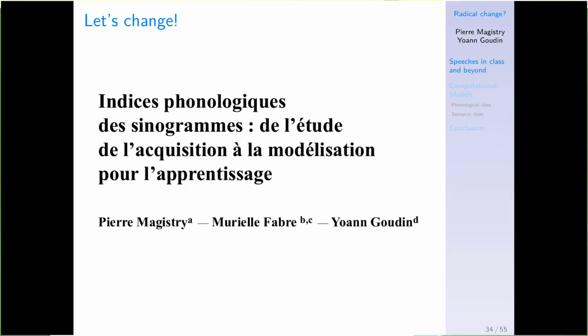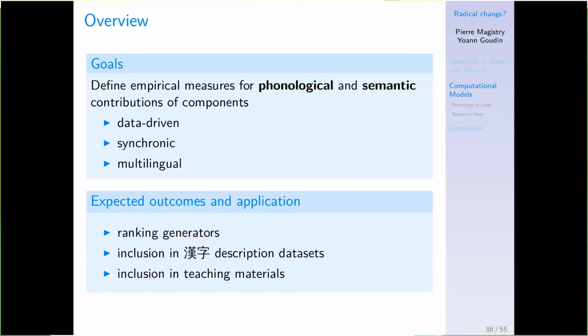Okay, plenty of time. So as you can see, we're interested in diving into the internal structure of the sinograms. And we have these two main dimensions. One is phonological, and the other one would be related to meaning broadly. And for my part, I won't discuss the indexing function of the radicals because it's obvious and it's just a convention. But this conflict between phonological and semantic deserves more investigation. So what I'm trying to do is to provide empirical evidence and measurements for these two dimensions.